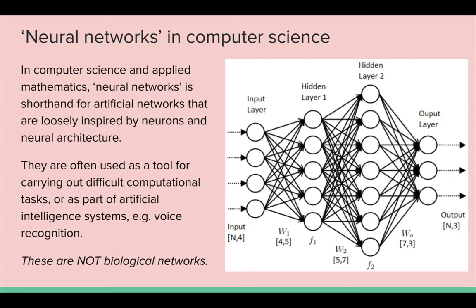In computer science, neural networks are essentially artificial networks that are very loosely inspired by neurons and neural architecture. And for the most part, they're used as a computational tool or as a way of studying artificial intelligence. A good example would be in your phone, which probably has some voice recognition capabilities, and those are usually going to be powered by an artificial neural network like this one.